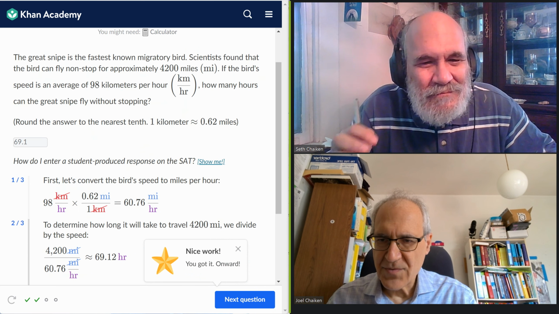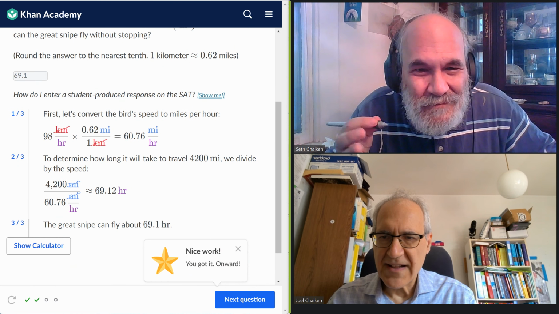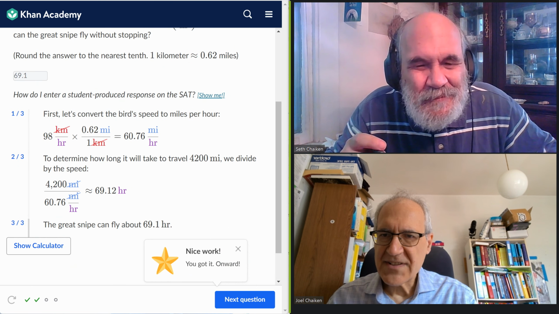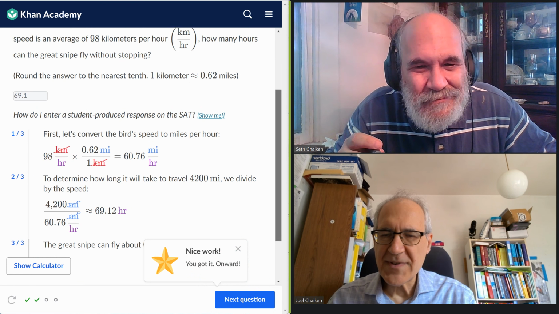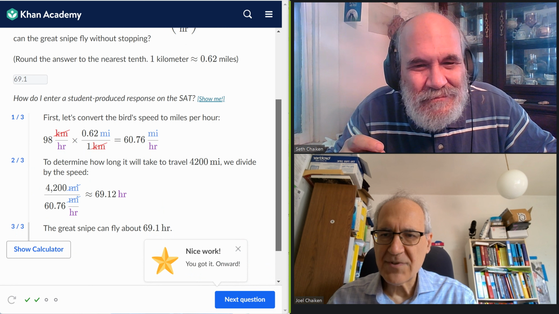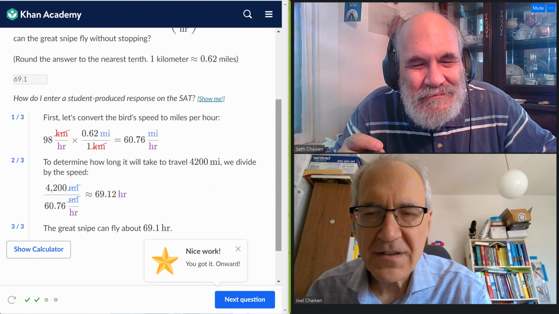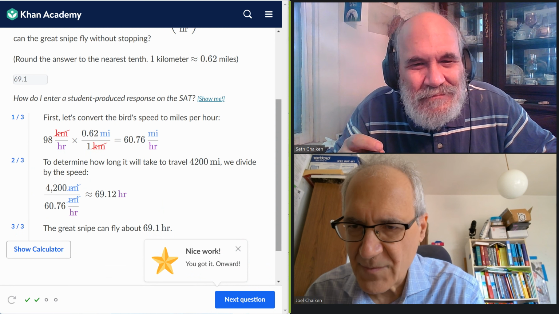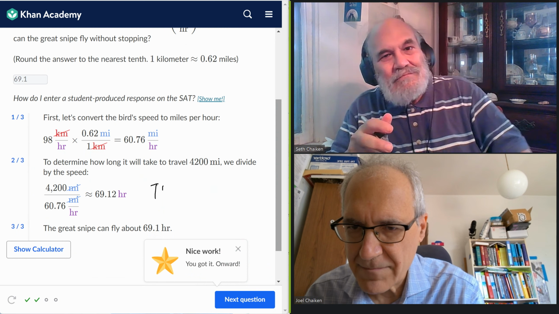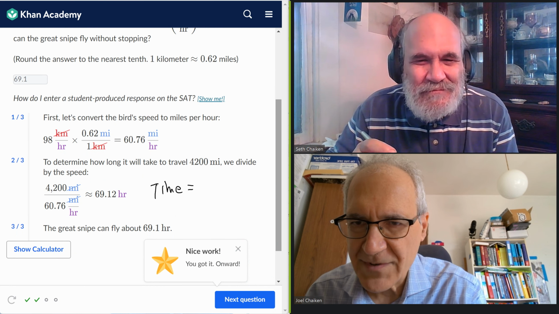Get another hint, a 3-step problem. Yeah. They're using unit analysis also. First, let's convert the bird speed to miles per hour. To determine how long it'll take, we divide by the speed. I wish they would give the formula. Wait, what are they doing? They're doing time. Oh, that's confusing. Why don't they show the formula?